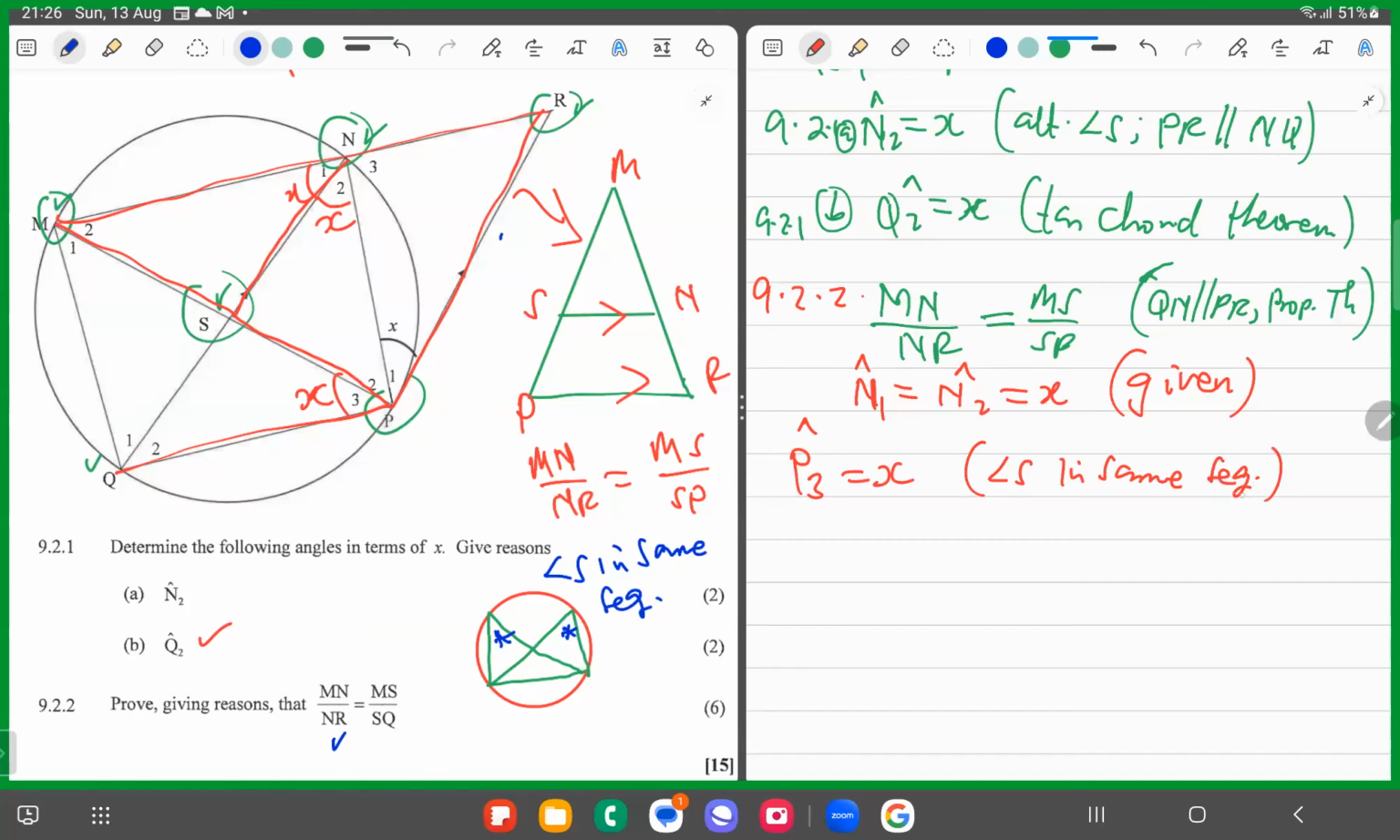Now, this observation is very, very important: that SP or PS is equal to SQ. So you can come therefore and say MN over NR is equal to MS over SQ. And this is just substitution. It is substitution. And that concludes 9.2.2.